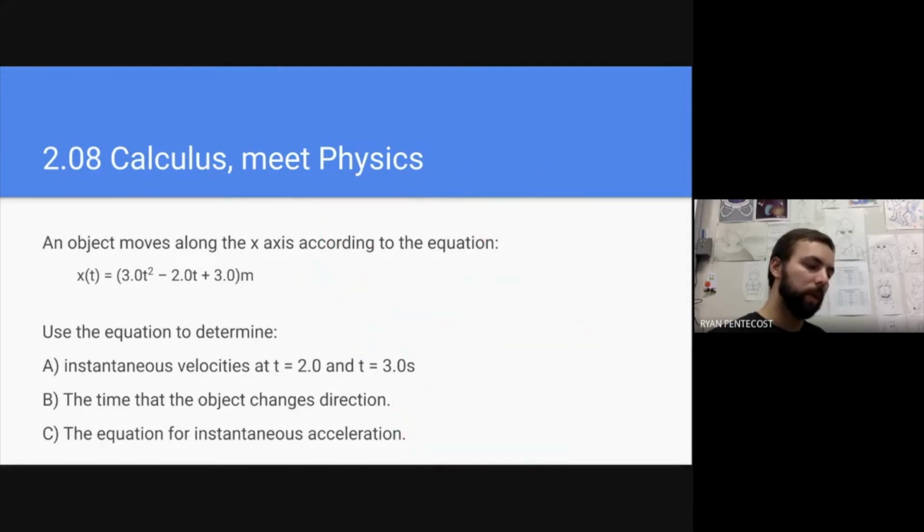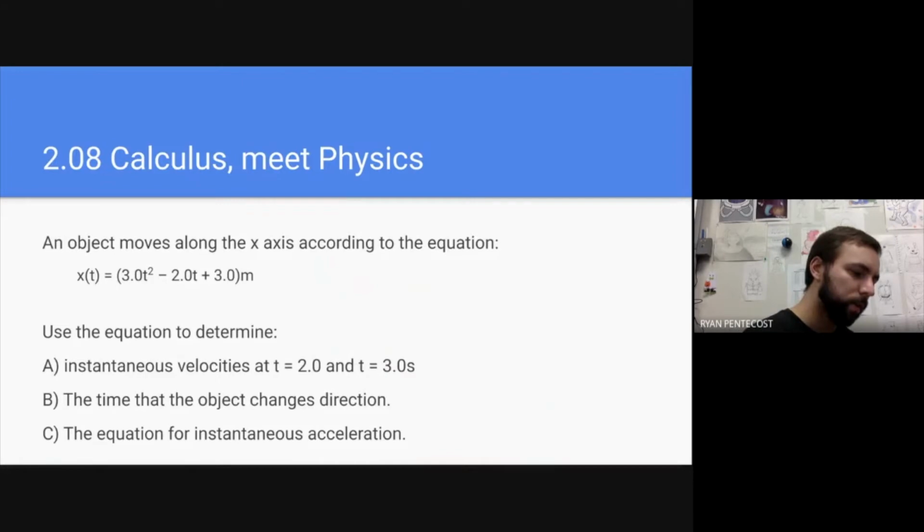All right, now part C, the equation for instantaneous acceleration. Now, how would we find acceleration if all we started with was position? Well, like we talked about in the previous video, position is to velocity as velocity is to acceleration. So if you can take the derivative of position to get velocity, you should be able to take the derivative of velocity to get acceleration.